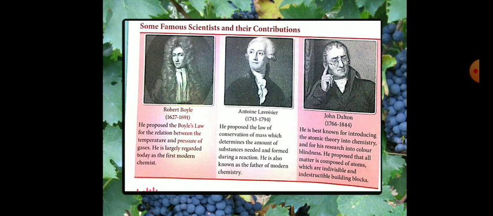The next scientist is John Dalton. John Dalton has given the atomic theory, and he has also proposed that matter is composed of tiny building blocks that are called atoms. So, John Dalton did very important work, and he discovered that an atom is made up of electrons, protons and neutrons, which are invisible.